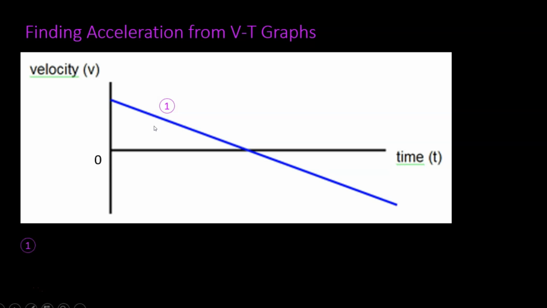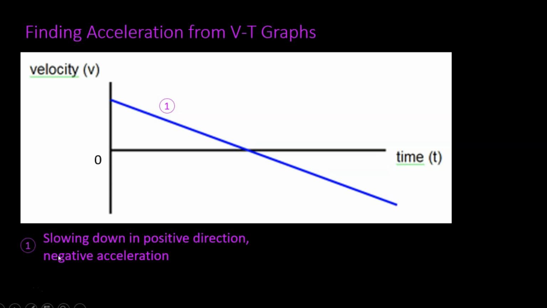So slowing down in the positive direction means that we have negative acceleration. The acceleration is in the negative direction. Because remember, when an object is slowing down, acceleration is in the opposite direction of motion. So since the motion is in the positive direction and it's slowing down, the acceleration has to be in the opposite direction. We could have determined that simply by looking at the slope, and we would know the slope of this line is negative, and since the slope of the velocity line is acceleration, our acceleration would be negative.